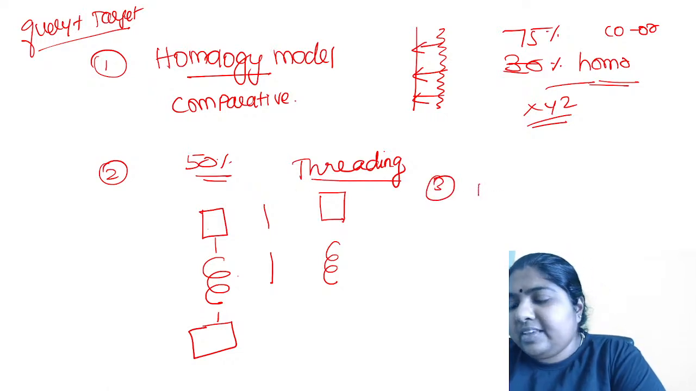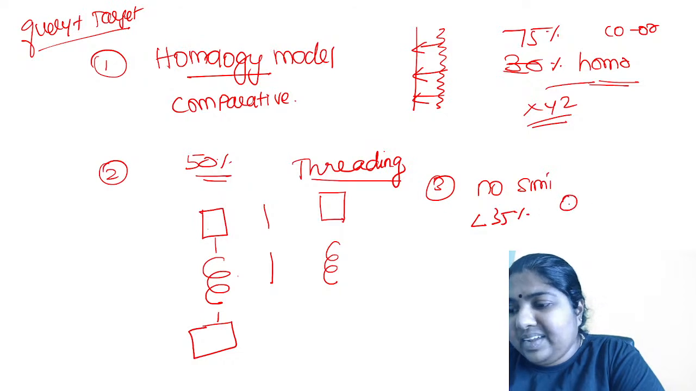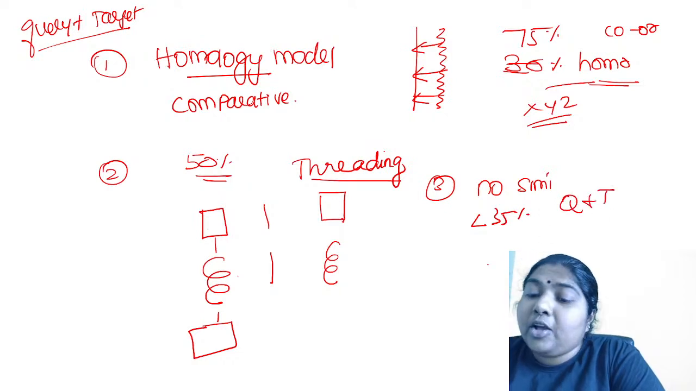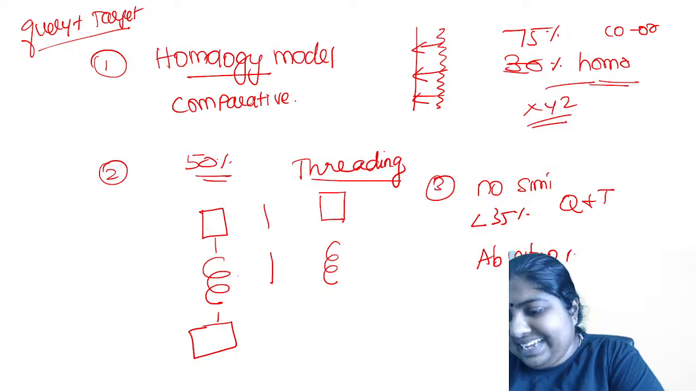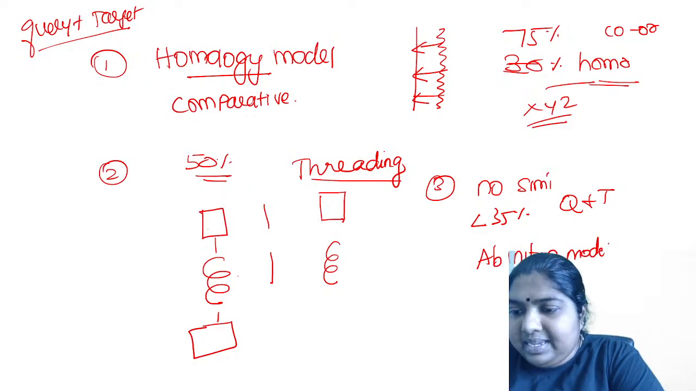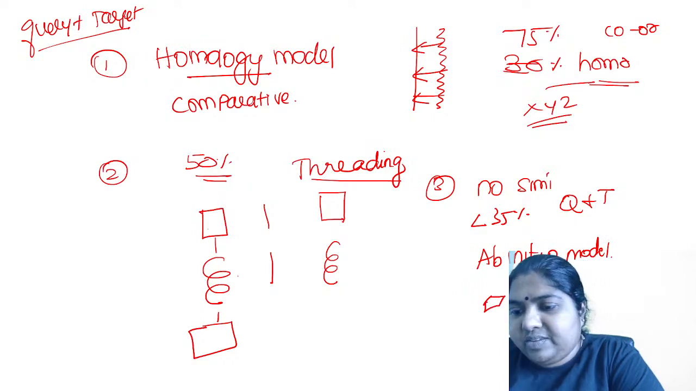Third one, if there is no similarity or very less than 35% similarity between your query and target, you are going to do this ab initio modeling. Ab initio modeling means for everything you are only going to generate the structure.